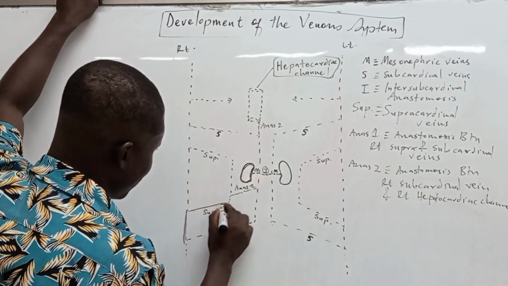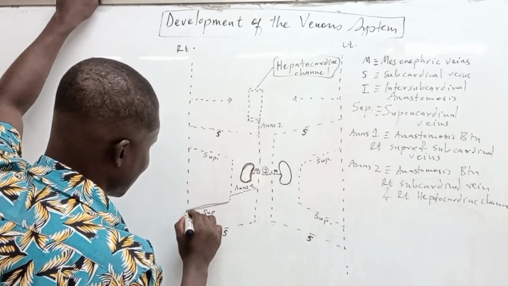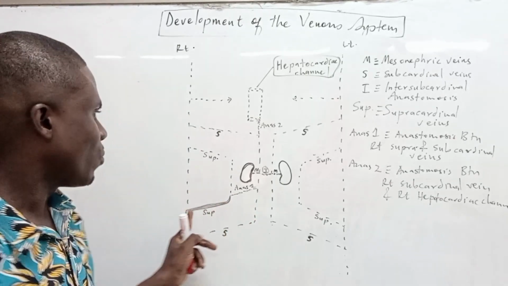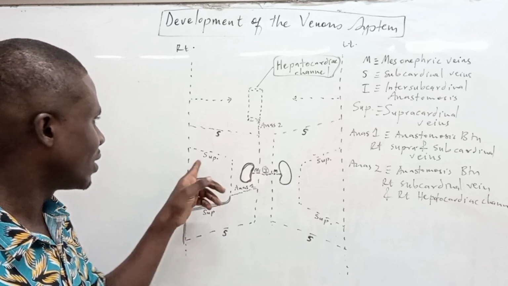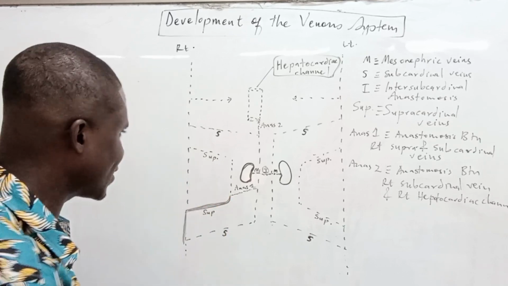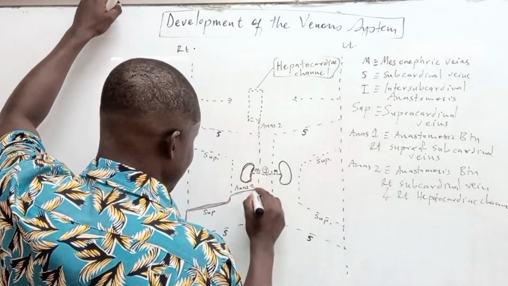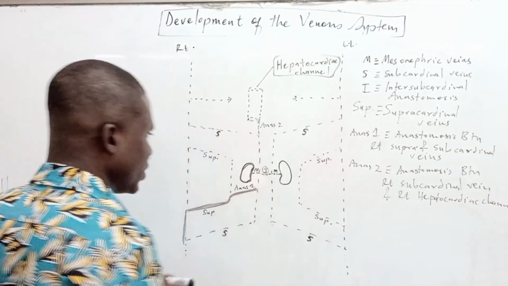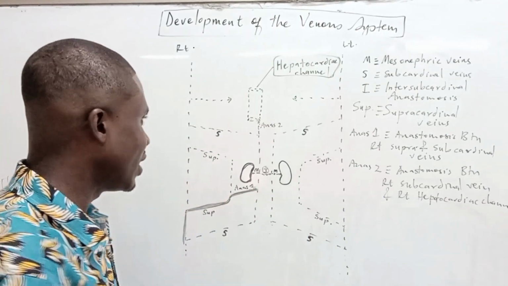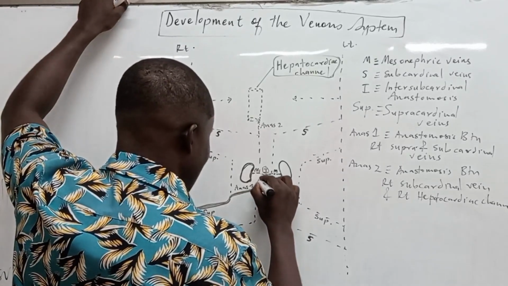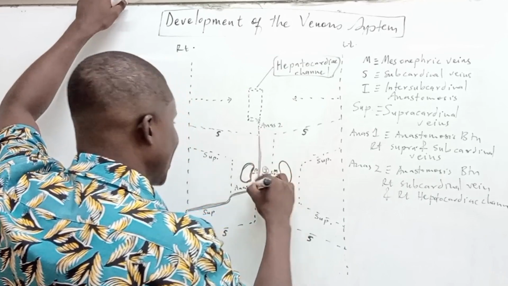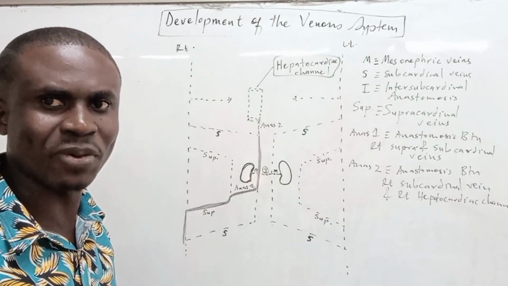Then what is this one? We are talking about the supracardinal vein, the right supracardinal vein. What else? We're talking about the anastomosis, the anas 1, the anastomosis between the right supracardinal vein and the subcardinal vein. And then what else? The right subcardinal vein. Yes, we are moving on to the right subcardinal vein.